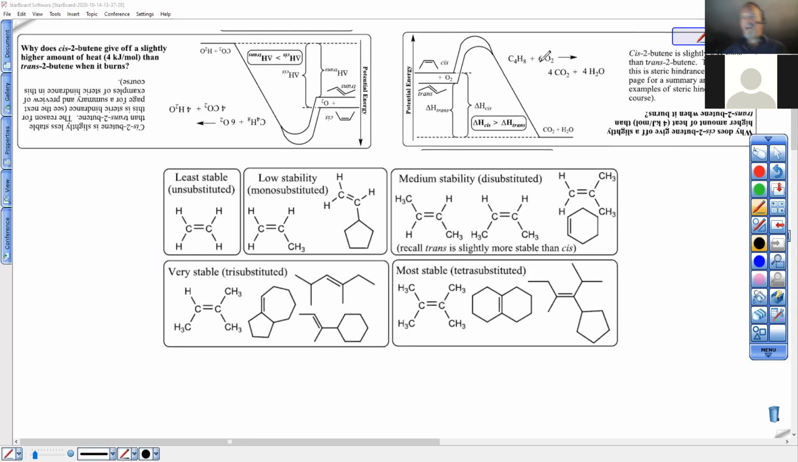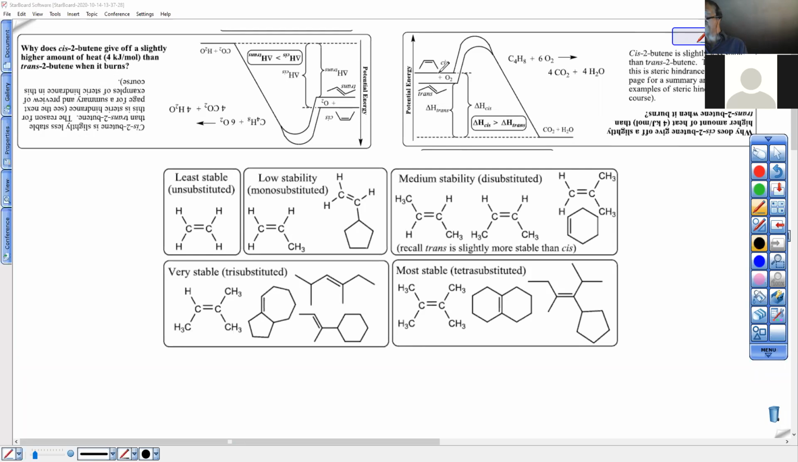But one gives off a little more heat than the other. And the only explanation could be they're both ending at the same potential energy with the same CO2s and waters. They must start at a different potential energy because delta H is the beginning energy to the end, right? Or end minus beginning, as you learned back in the day. And the question now is, why is the cis giving off more heat?